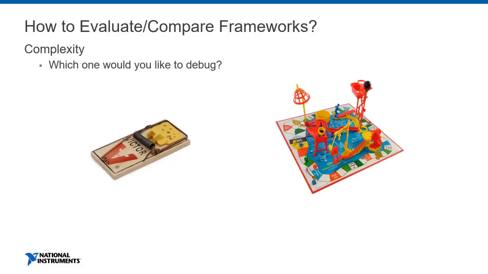So the next item on our list is complexity, right? Which one of these two systems would you like to debug? Right? The simple old mousetrap on the left, or this Rube Goldberg contraption on the right? It would probably take me 5 minutes to figure out what's supposed to happen, let alone to figure out what's going wrong and what's not happening.